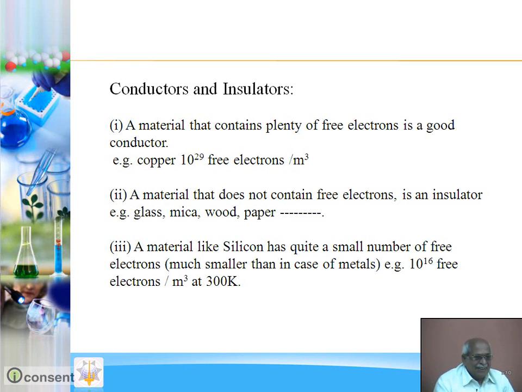So, now it is clear that to set up an electric current, free electrons must be present. Any material that contains plenty of free electrons is a good conductor because current can easily flow.